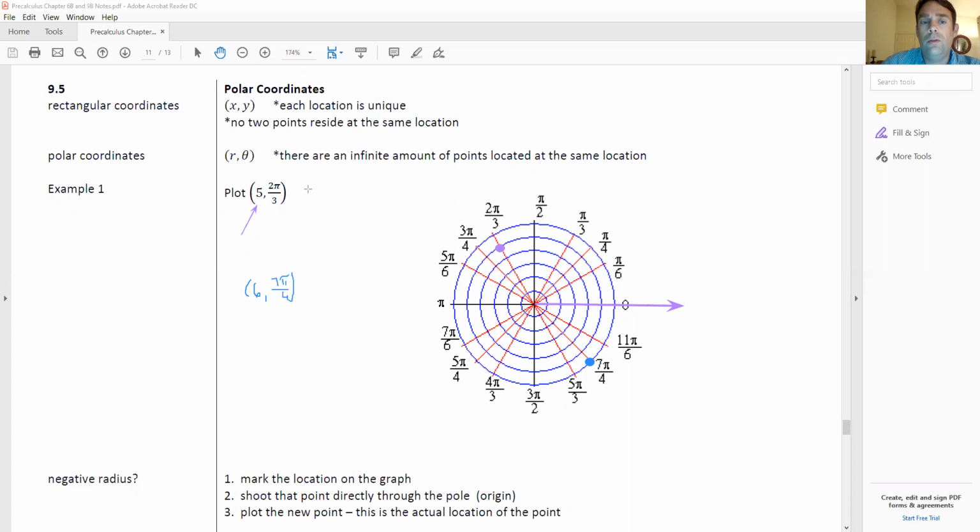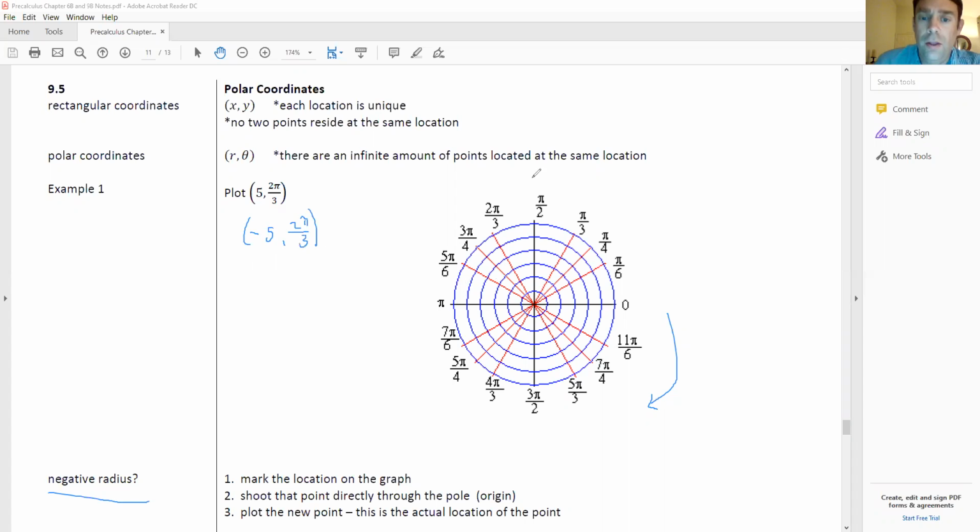Now, when we're dealing with polar coordinates, we can still have negative angles. A negative angle is basically any angle that goes around clockwise. But we also can have something called a negative radius. In other words, when we say negative radius, we call this shooting the pole. So say this was the point -5, 2 pi over 3.